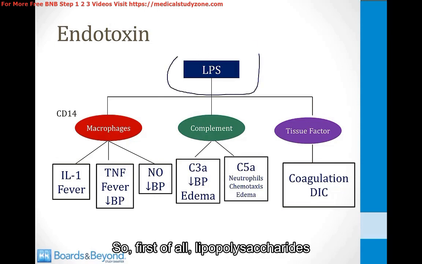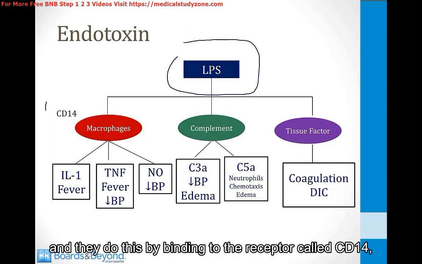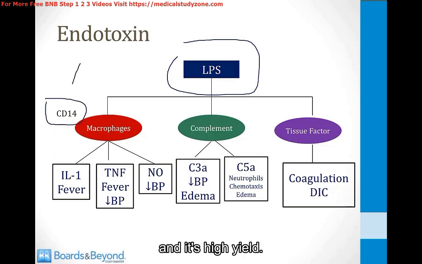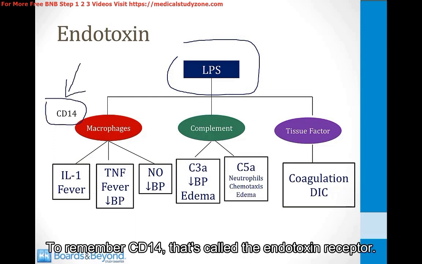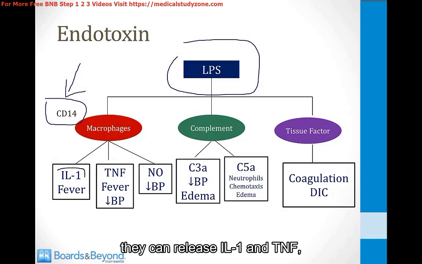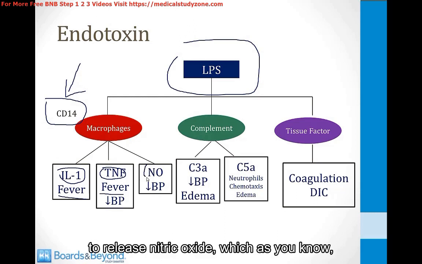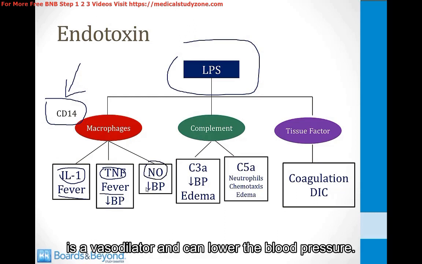So first of all, lipopolysaccharides can activate macrophages, and they do this by binding to the receptor called CD14. And it's high yield to remember CD14, that's called the endotoxin receptor. Once these macrophages are stimulated through CD14, they can release IL-1 and TNF, which you should know are cytokines that are released by macrophages. IL-1 can cause fever, TNF can cause fever and hypotension.